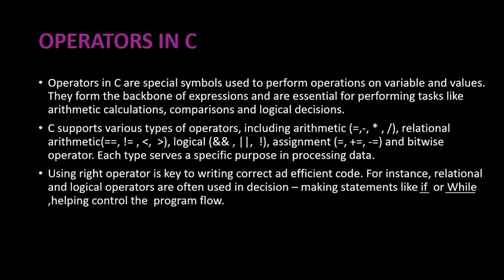Operators in C. The operators are a function that is defining between two variables. We can say that they are like special symbols used to perform operations on variables and values. C supports various types of operators, including arithmetic, relational, logical, assignment, and bitwise operators. Each type serves a specific purpose in processing data. In C, we also have the decision-making statements like if or while, helping control the program flow.